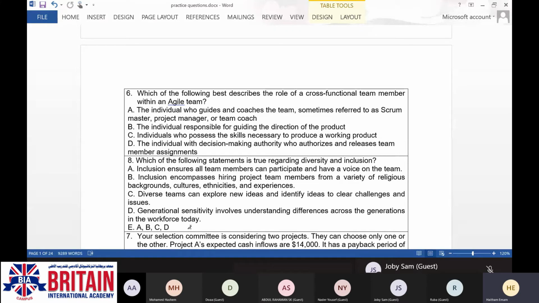So when it comes to this question, based on the explanation which I have given right now, from your point of view, what should be the right answer?